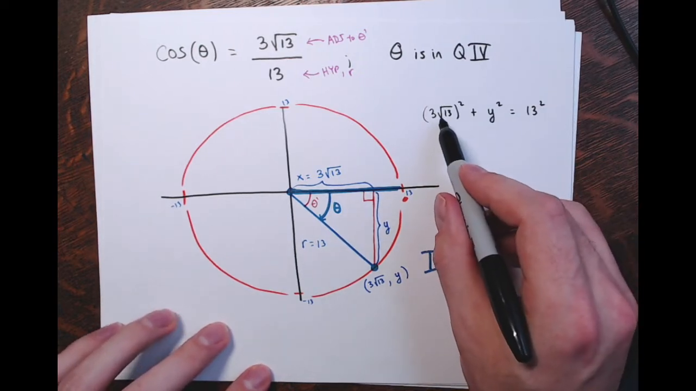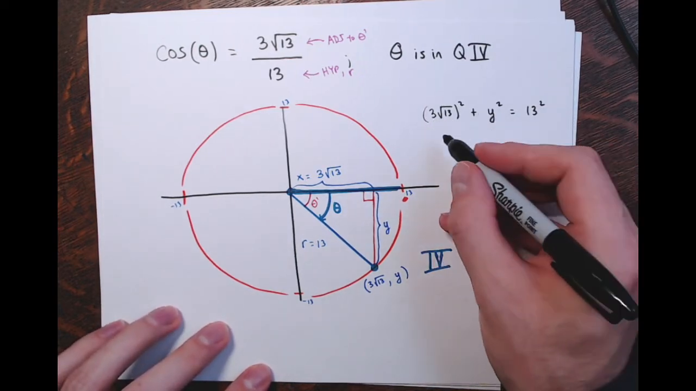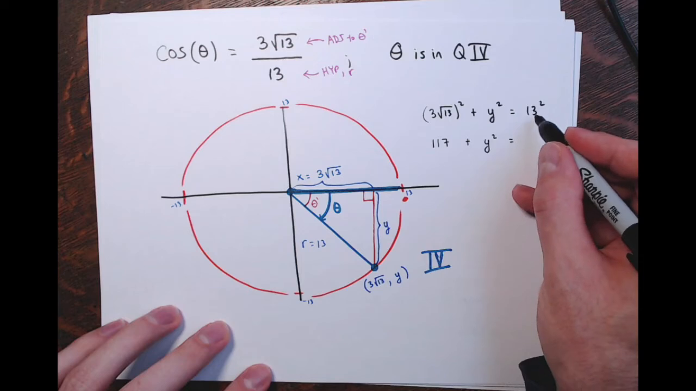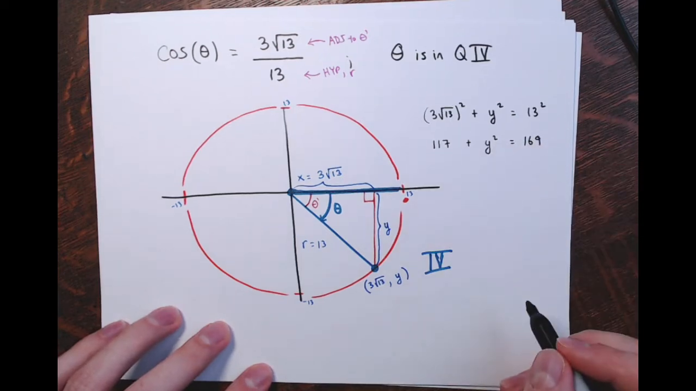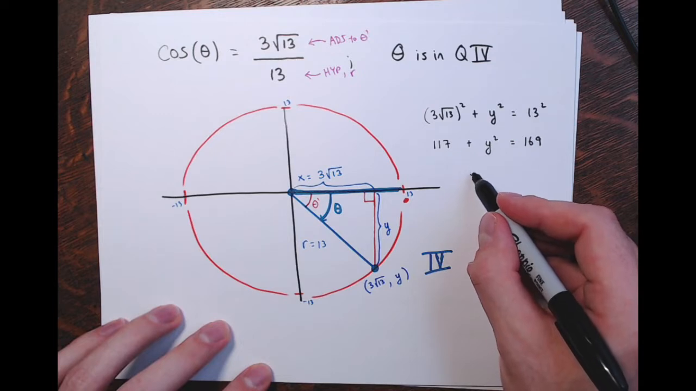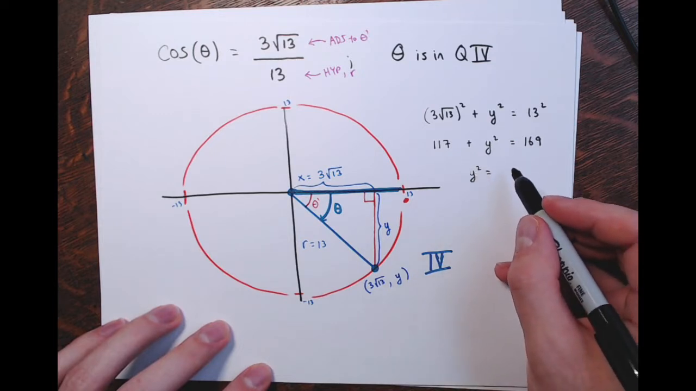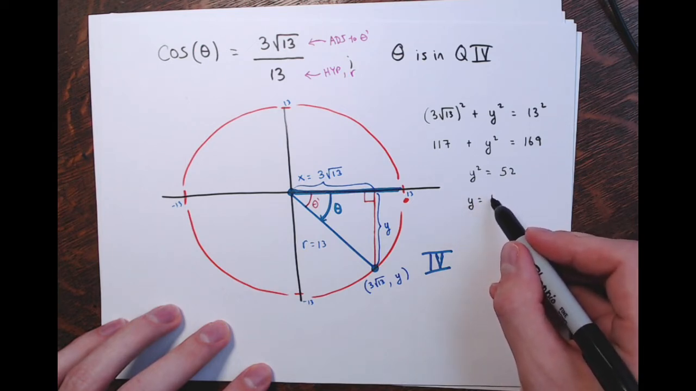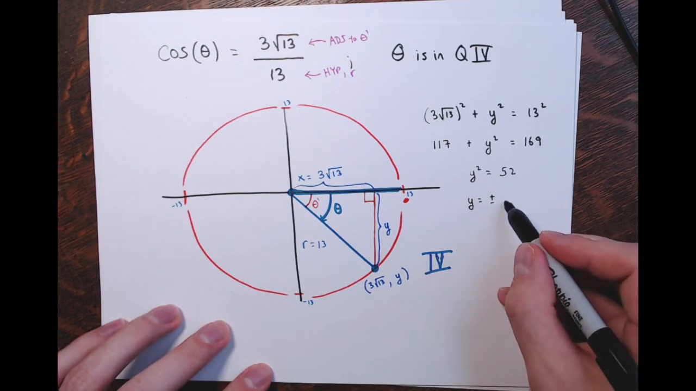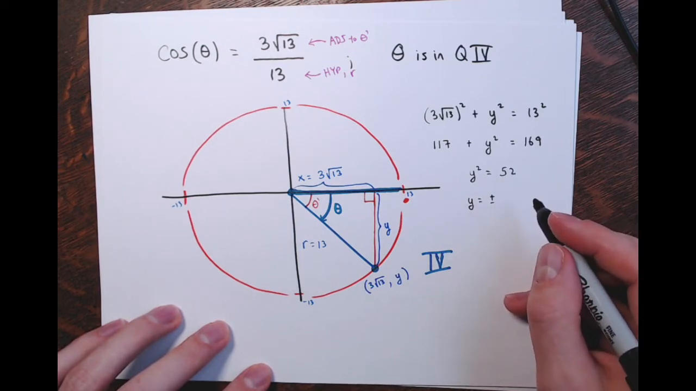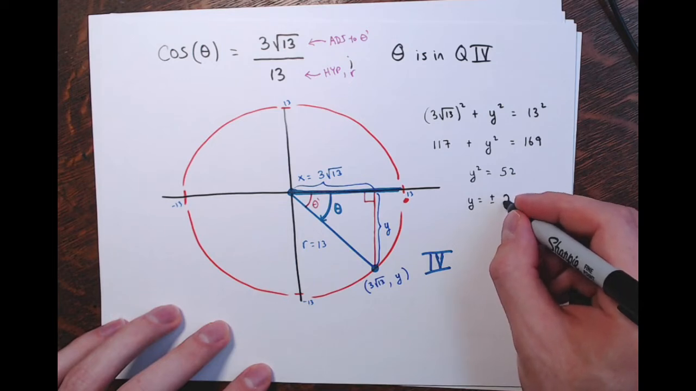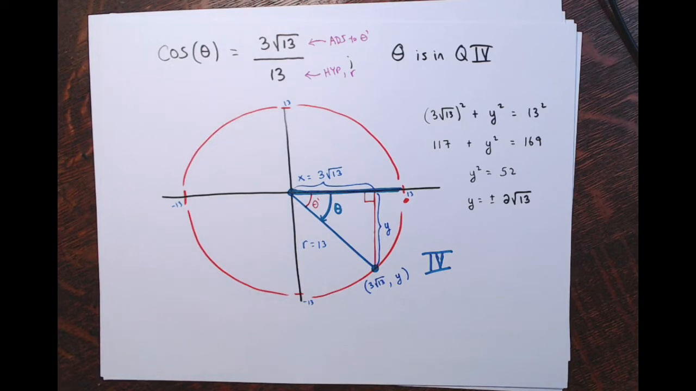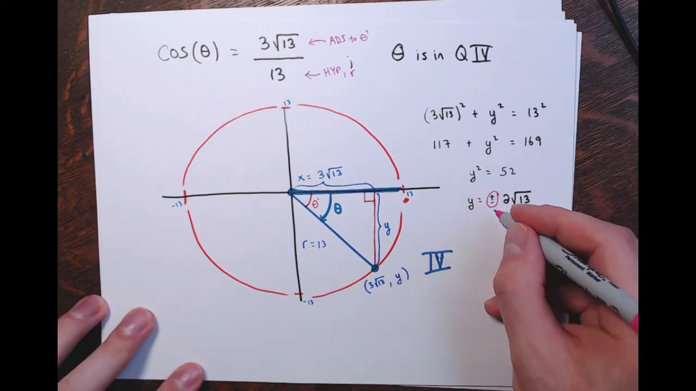Now when I square this, that'll be 9 times 13, that'll be 117, plus y squared equals 169, where we saw 13 squared earlier. I subtract 117, so y squared is 52, and then y equals, technically the solutions to this would be plus or minus the square root of 52. That's 4 times 13, so 2 times the square root of 13. But you can't use both. Which one would I use?